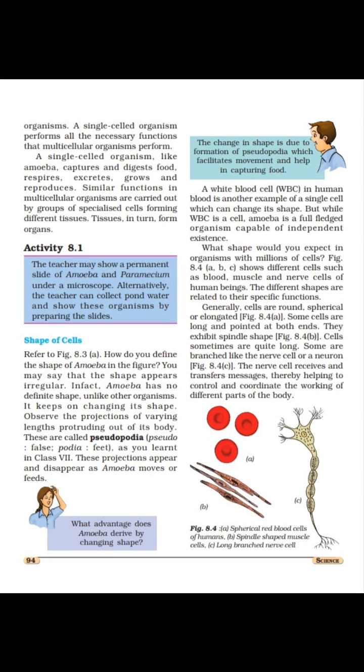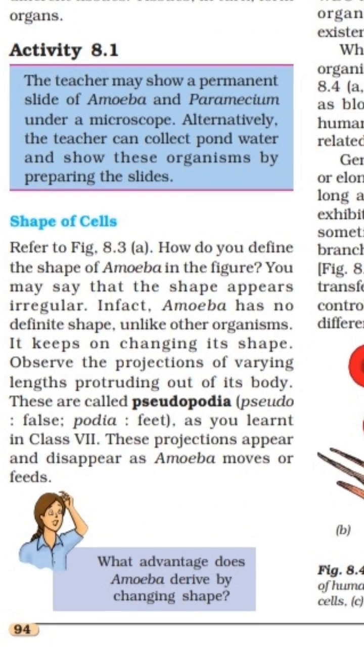Students, in the first period we learned how some organisms show variety in the number of cells. In that we learned about unicellular and multicellular organisms. Now today we will see how some organisms show variety in the shape of the cells. Now see our next point, shape of the cell.